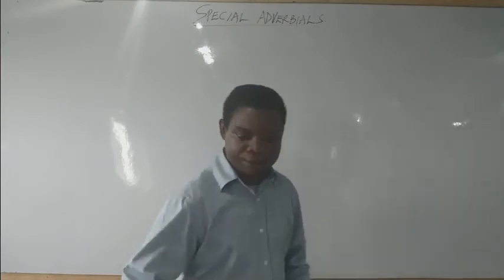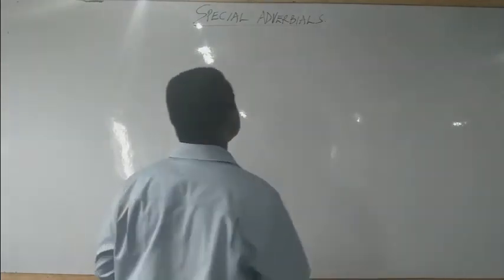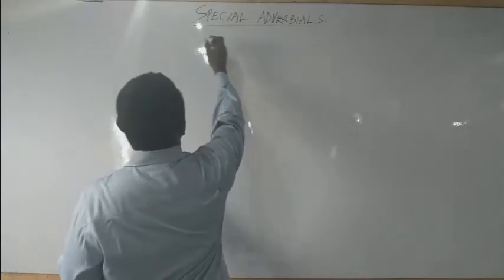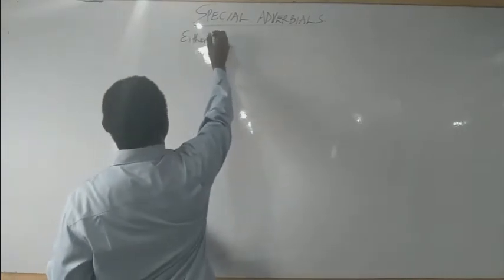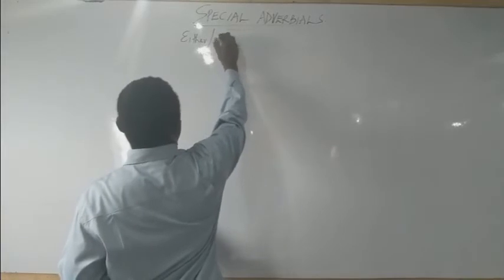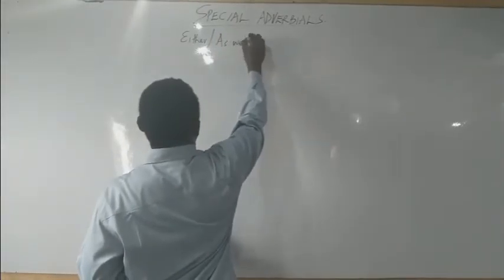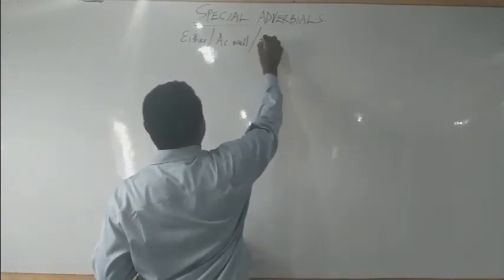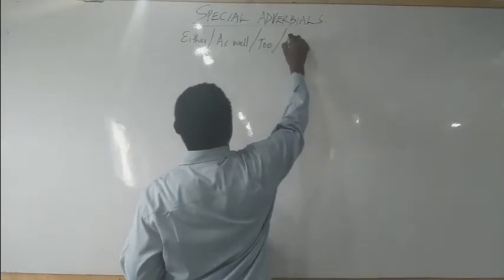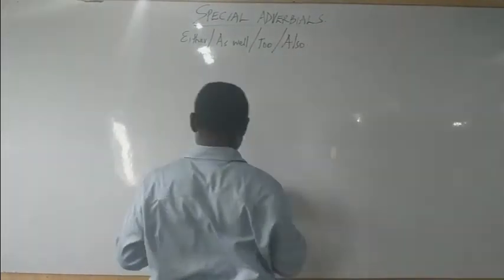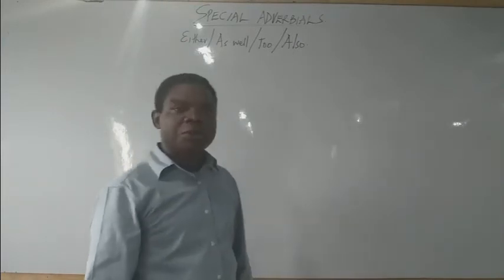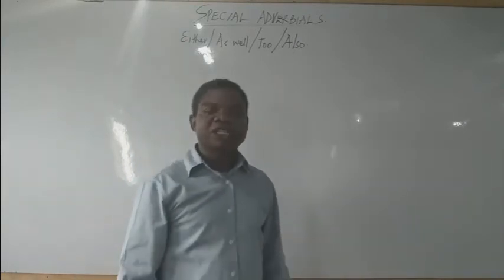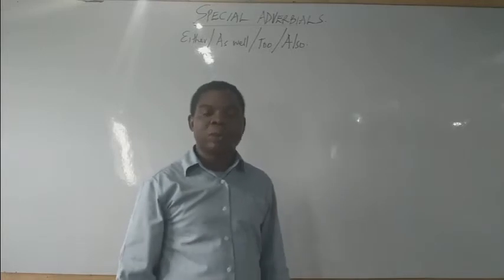So let's see them. The first one will be either, as well, to, and also. These four words in English, most students find their usage confusing or problematic.